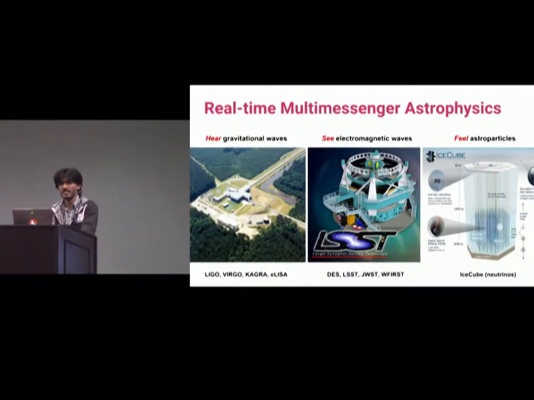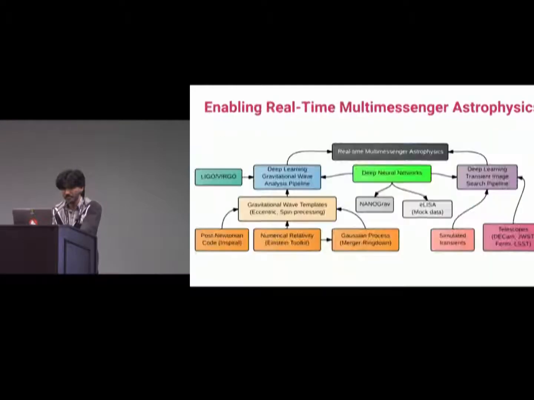So the advantage of doing all this is that once you detect a gravitational wave signal, with all these gravitational wave detectors, you can immediately pinpoint where the source of the signal is, and then you can turn your telescopes around and immediately see the electromagnetic counterparts from these events. Also, we might be able to detect astroparticle counterparts like neutrinos. So this is the real-time multi-messenger scenario, which is going to lead to really groundbreaking discoveries in astronomy and astrophysics.